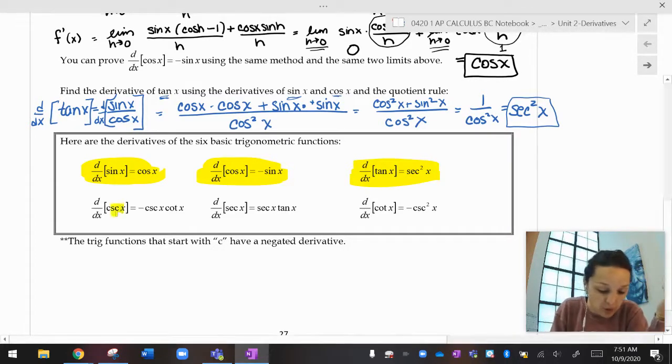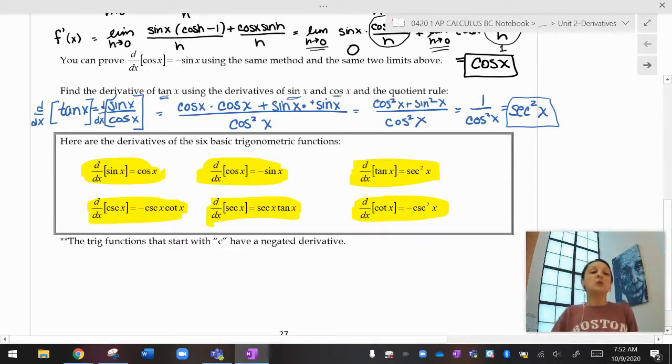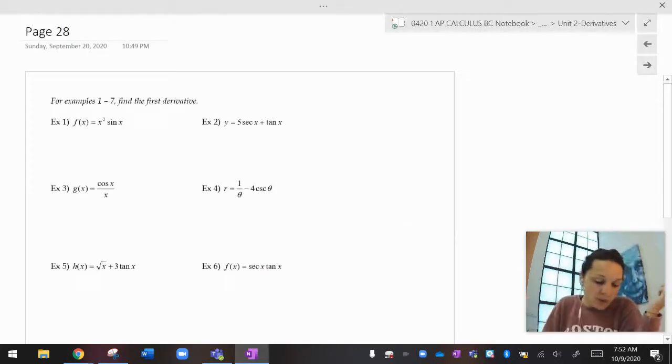So if you want the derivative of cosecant, you can take the derivative of 1 over sine and use the quotient rule. If you did that, the derivative of cosecant is negative cosecant cotangent. The derivative of secant is secant times tangent, and the derivative of cotangent is negative cosecant squared. You will notice that 3 of these functions start with the letter c, and every function that starts with the letter c has a derivative with a negative sign in front of it. So if you're wondering how to remember which ones are positive and negative: if it starts with c, the derivative should be negative. Okay? Okay. Now let's go on to the back.